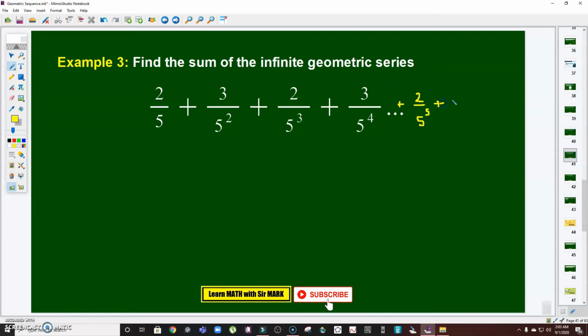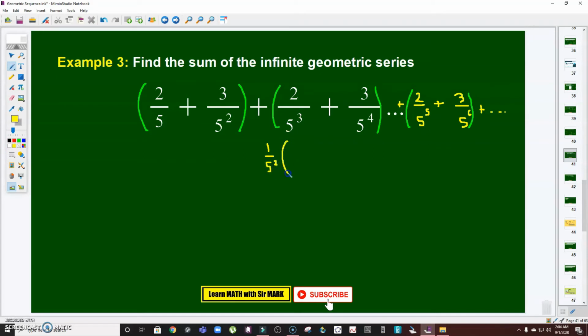Okay, followed by plus 3 over 5 to the 6, and so on. Now, if I'm going to group this first and second, third and fourth, then the fifth and the sixth, and so on, meron tayong ma-generate na pattern. Ano ibig sabihin? Look, if I'm going to factor out 1 over 5 squared, dun sa third and fourth term natin, look what will happen.